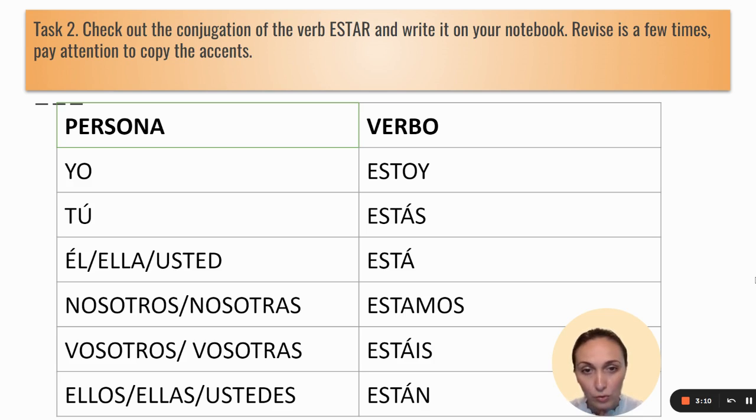Good. So, yo estoy, tú estás, él, ella, usted está. Remember that usted means you in a formal way, okay, in a polite way. Nosotros, nosotras, masculine, feminine, estamos. Vosotros, vosotras, estáis. Ellos, ellas, ustedes, están. Yeah? Ustedes being the you in plural, the formal version. All right? Good. Now, this is the verb estar in present. If you've copied it, we can go further.